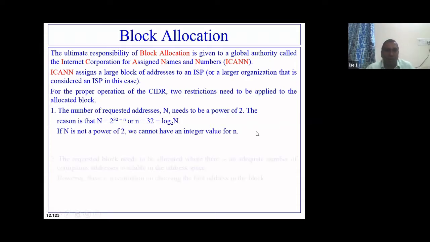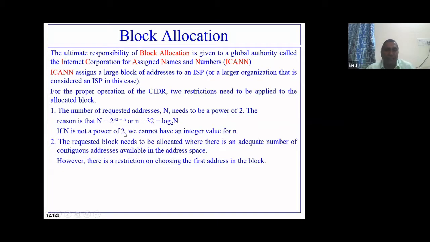Now if capital N is not a power of 2, what should we do? How big a block of addresses should be assigned to this ISP? Suppose the number is 1000. The ISP has requested 1000 addresses. This 1000 cannot be expressed as a power of 2. So the nearest power of 2, approximately equal to 1000, is 1024. You got the idea?